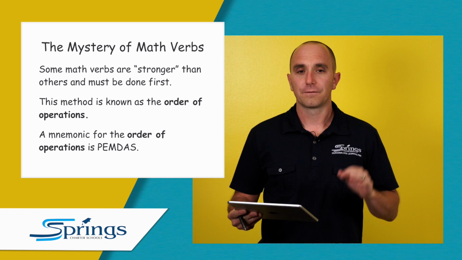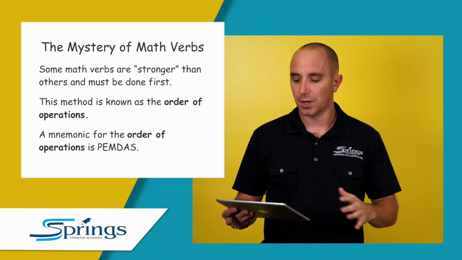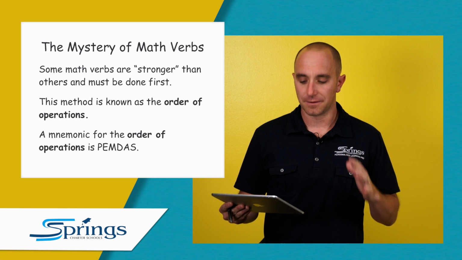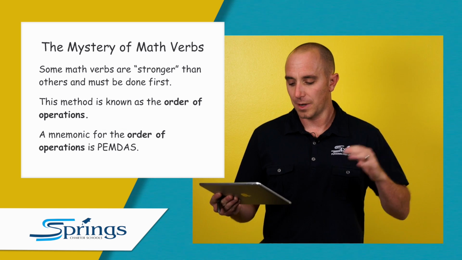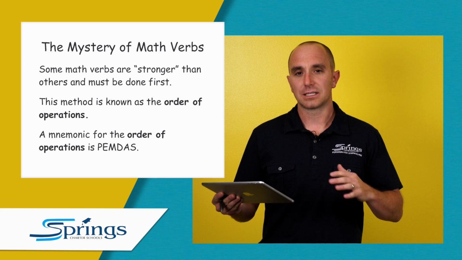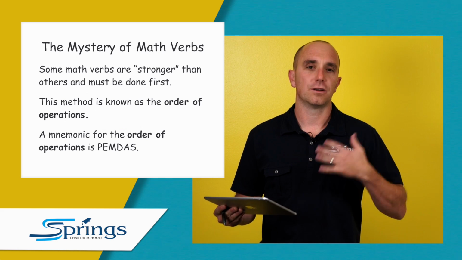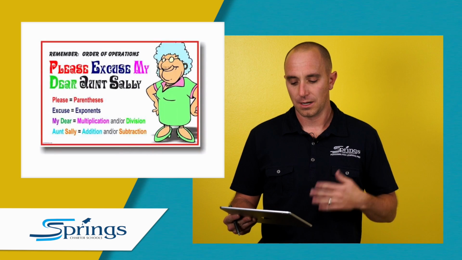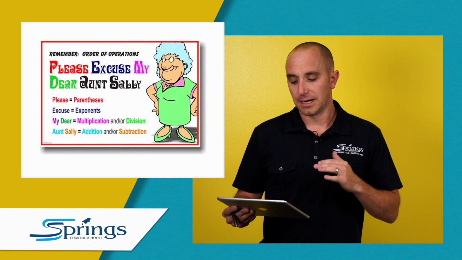All right, so first let's talk about the mystery of math verbs. Some math verbs are stronger than others, and they have to be done first. This method is known as order of operations. The mnemonic for order of operations is PEMDAS. Remember that. It's going to keep coming up from now on in all of your math career. The way to remember PEMDAS is: please excuse my dear Aunt Sally.